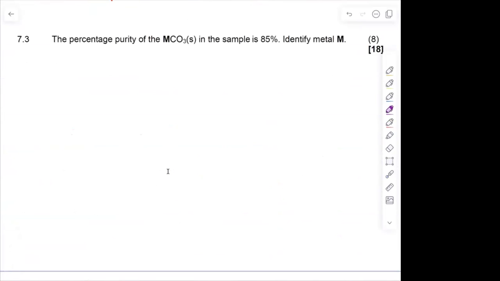So to find the metal M, how do we identify an atom? If I ask you to identify carbon, how would you identify carbon? What is a property of carbon that you can use to identify that, oh, this is carbon? Post quickly in the chat for me.